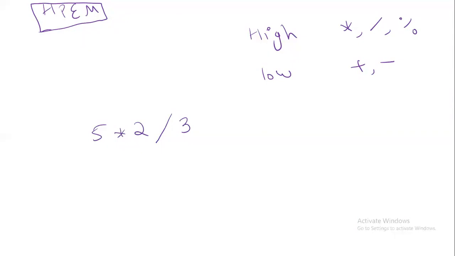Which has the highest precedence? Both have the same precedence because multiplication, division, and modulus have the same precedence. If they have the same precedence, then in which way do you have to solve? Remember, from left to right only we have to solve. So first you have to multiply. What is 5 into 2? 5 into 2 is 10.